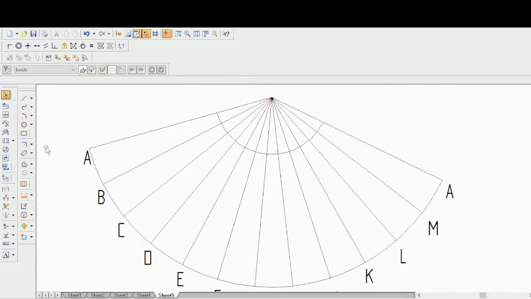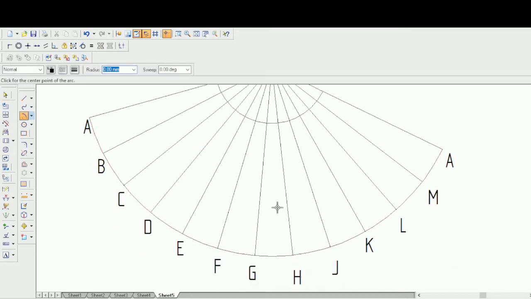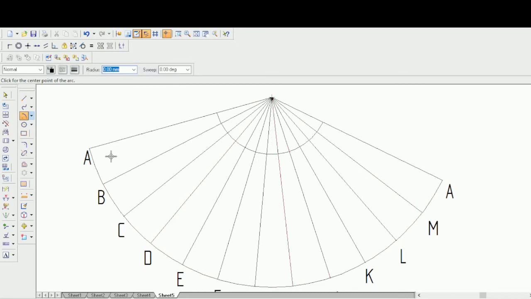Now from each point, let's make it. From A, no need of many markings. Go to arc by center point, place at B. From A and G, no need of any markings. It's complete, that 65. Now from B, for B and M, you have 62.44. Place your cursor here, enter the radius as 62.44, enter.